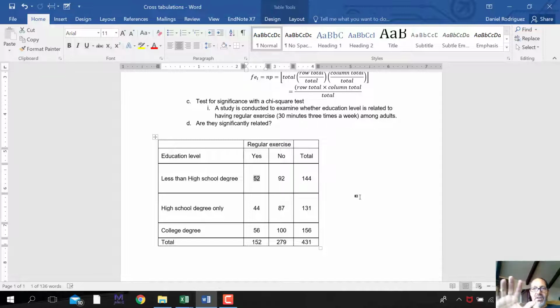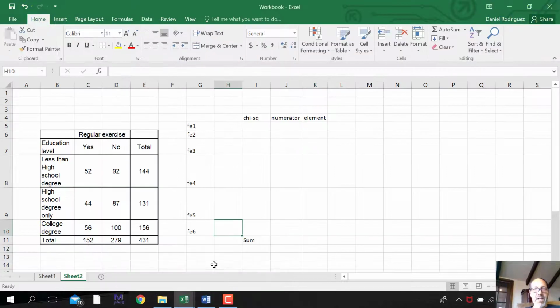I'm here to show you how to do this on Excel, though. So what I did is I copied and pasted that table into Excel. So I have the observed values. There's 52 in this cell, 92 here, 44 here. We can label these cells whatever we want. Generally you'd use row followed by column. So this cell would be in row 1 and column 1, so you call it cell 1, 1.